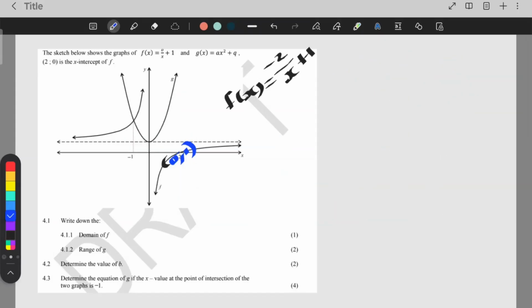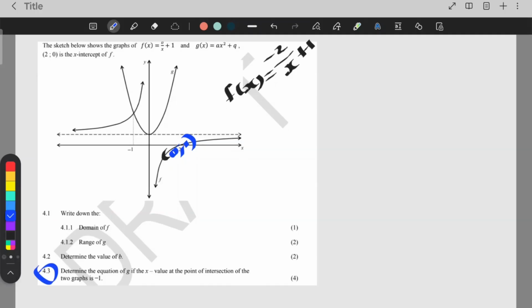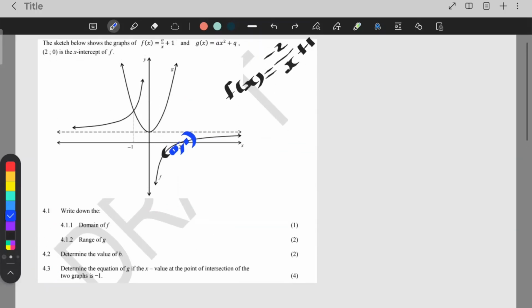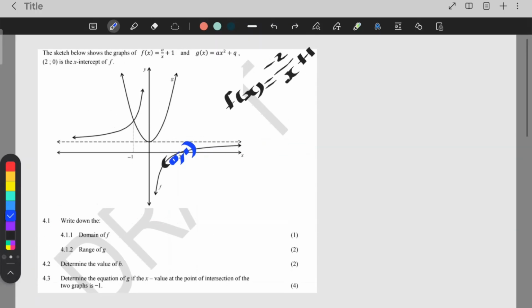Our next question, 4.3, says determine the equation of g. So we have to determine this equation. Determine the equation of g if the x value at the point of intersection of the two graphs is -1.